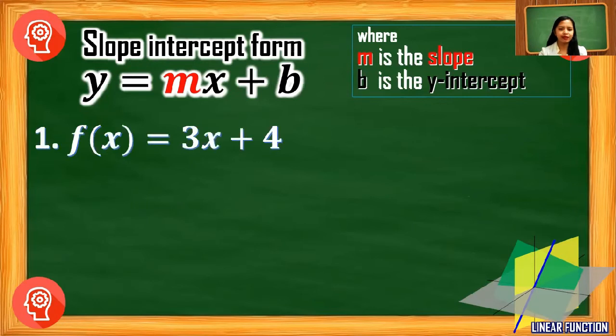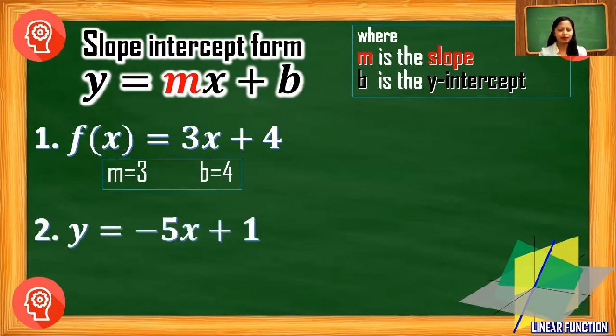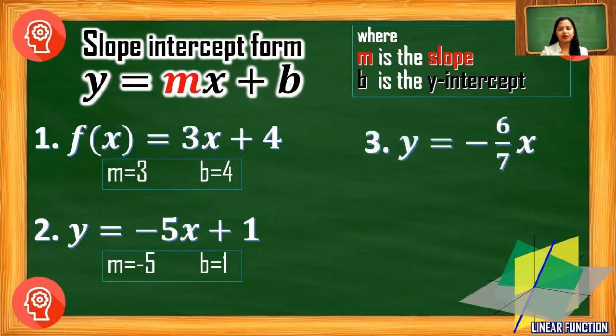We have f of x is equal to 3x plus 4. What is the slope and what is the y-intercept? Here, our slope is equal to 3 and our y-intercept is equal to 4. Another one: y is equal to negative 5x plus 1. Be careful with the signs. Here, our slope is equal to negative 5 and the y-intercept is equal to 1.